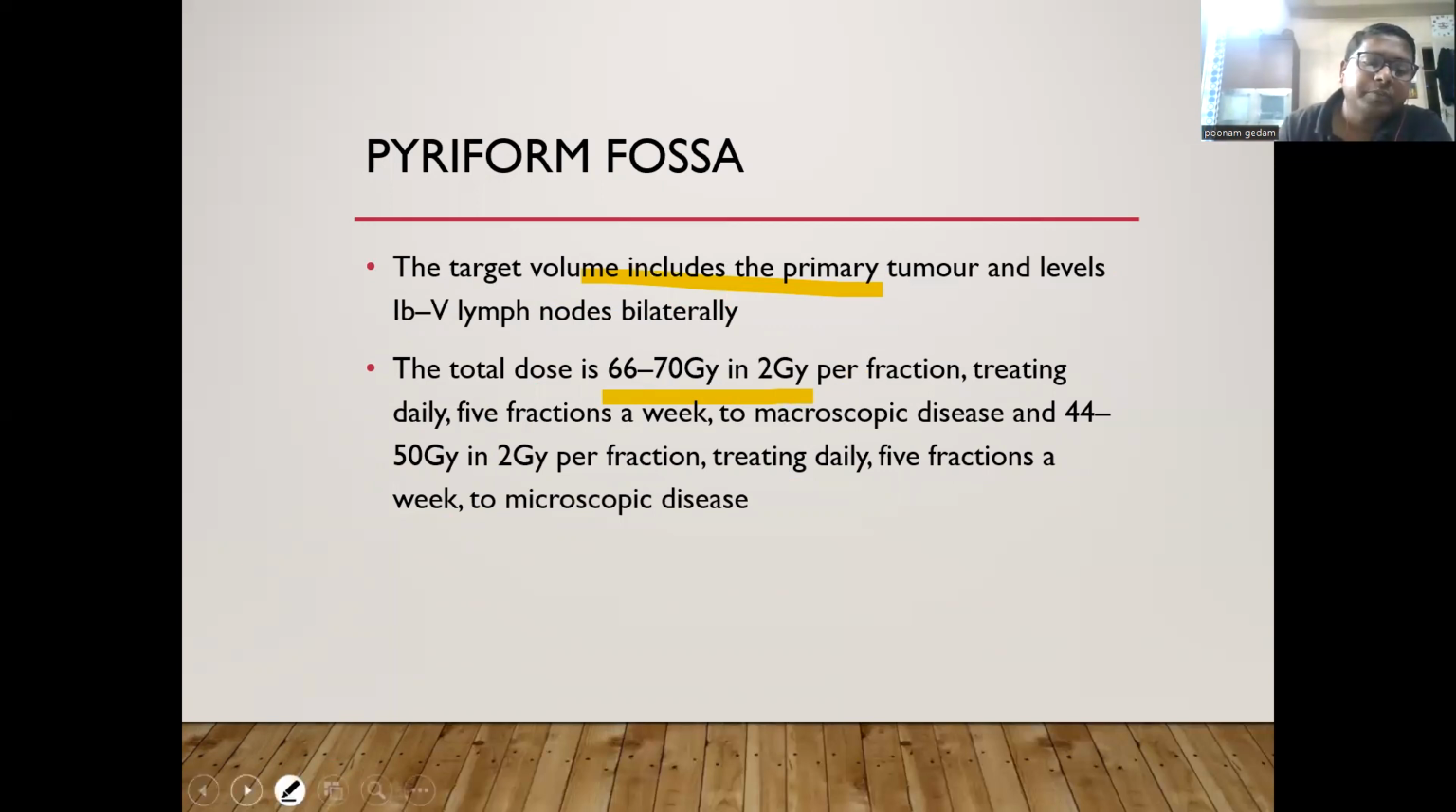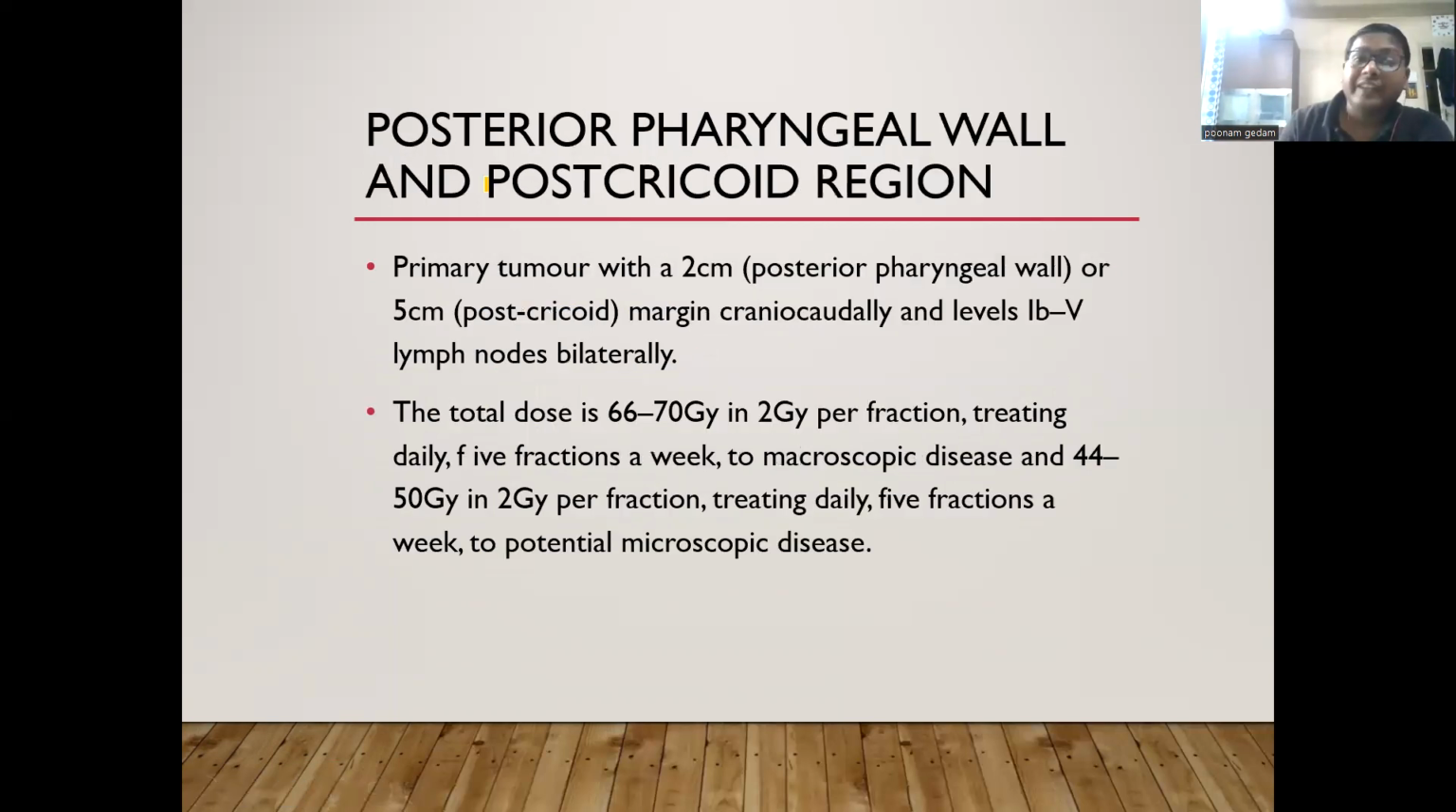Posterior pharyngeal wall and post-cricoid regions: the primary tumor with a 2 centimeter margin on the posterior pharyngeal wall or 5 centimeter post-cricoid margin craniocaudally, and level 1B to 5 lymph nodes bilaterally. The total dose is 66 to 70 grays in 2 grays per fraction, 5 fractions a week, to macroscopic disease, and 44 to 50 grays in 2 grays per fraction to potential microscopic disease.